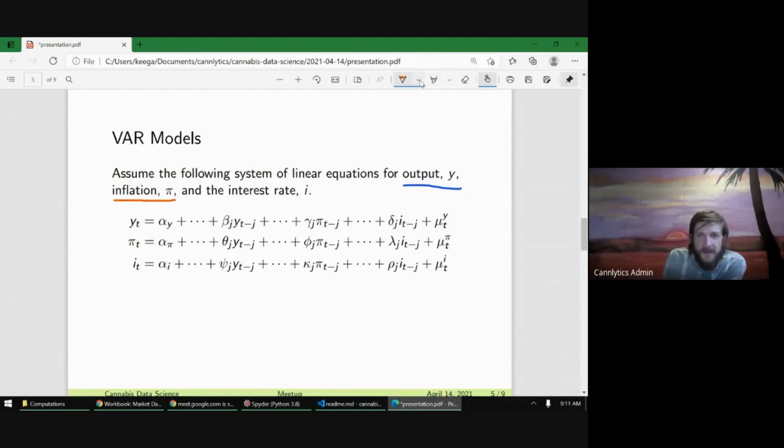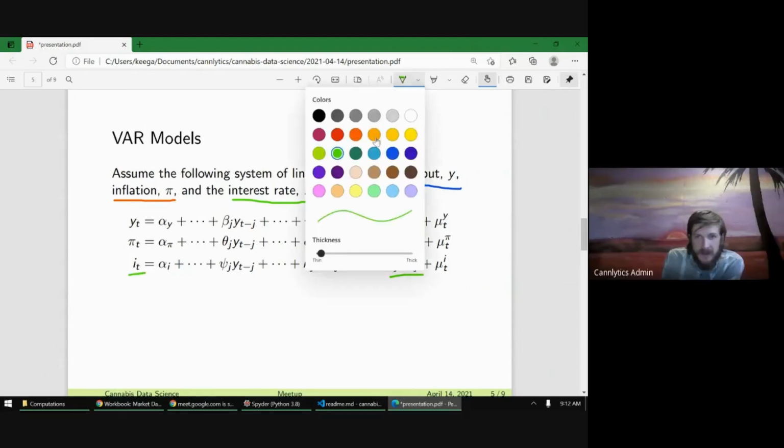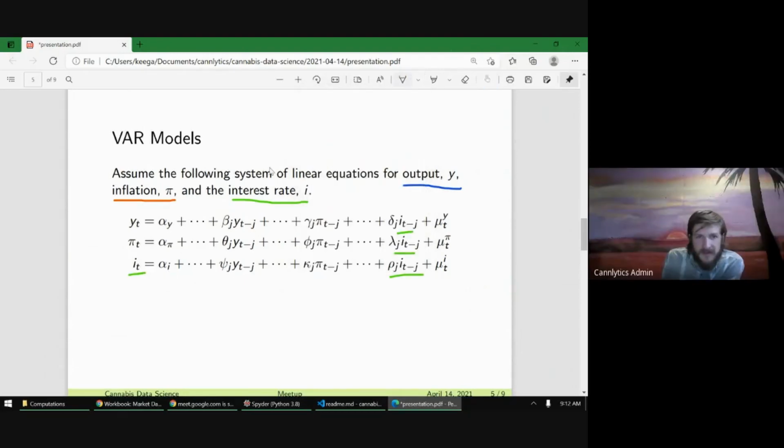Inflation and, you know, the interest rate. So you're basically saying all of these are sort of related to each other. Just sort of to color code this just so you can kind of see.